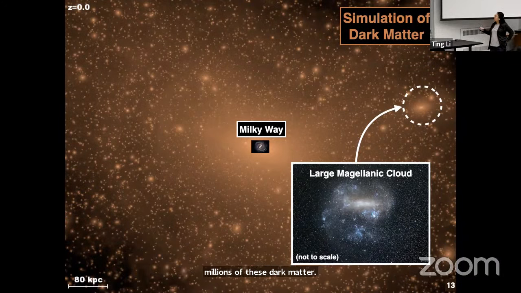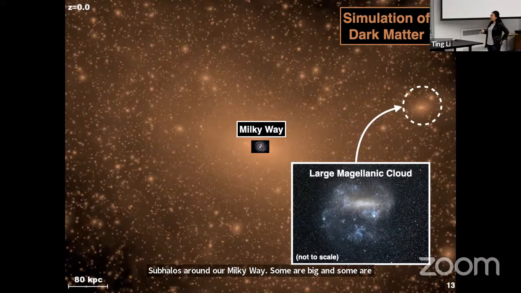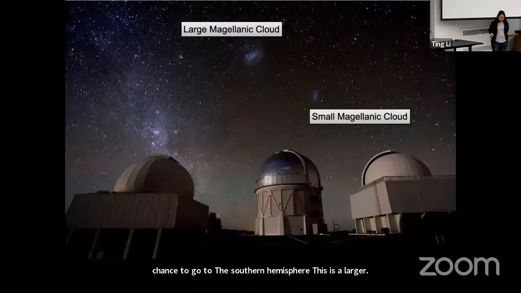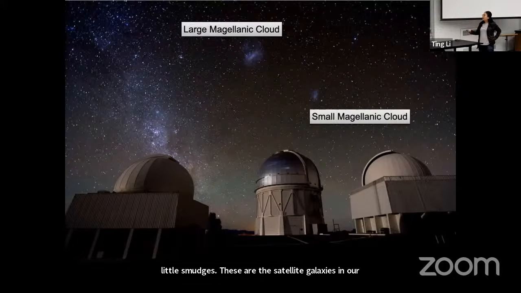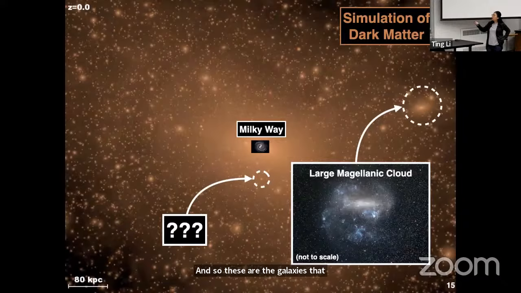Some are big and some are very small. So the big ones are these kinds of things. You might have heard, or you may even have seen if you ever get a chance to go to the southern hemisphere, this large Magellanic Cloud. Again, if you ever get a chance to go to the southern hemisphere, you will see these little smudges. These are the satellite galaxies of our Milky Way. They're our nearest neighbors. And these are the galaxies that reside in what we call subhalos.